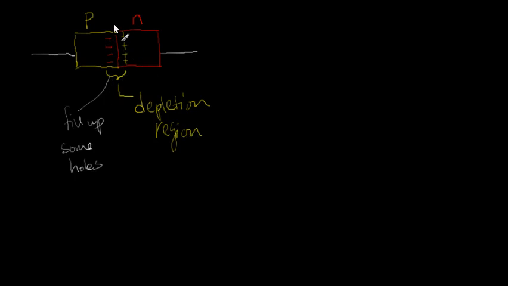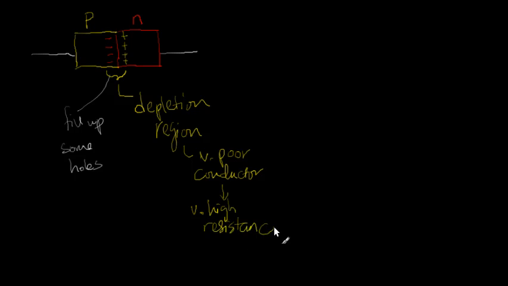This is a region where the conductivity is very poor, right? The depletion region is a very poor conductor, and that means it has a very high resistance. Okay. So this is the understanding right now.